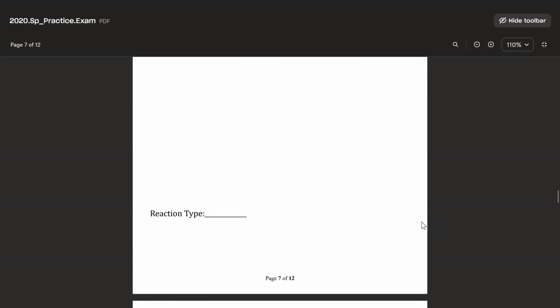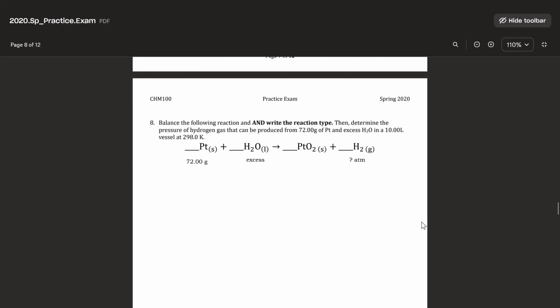And then 8, still stoichiometry, looks really similar. It's a little bit more complicated because I give you grams and then I ask you to give me atmospheres. We haven't talked about gases yet. That's what we're going to do next week. But once we talk about gases, that's just another way we can get from moles to atmospheres. So it's still just a stoichiometry problem.